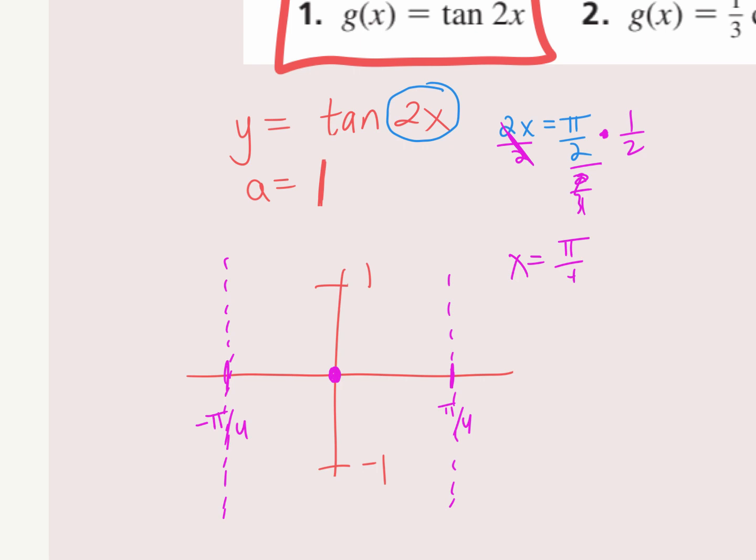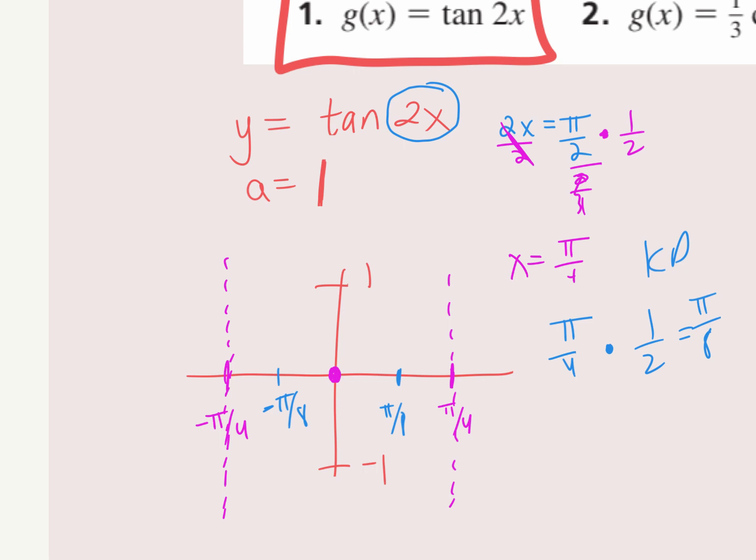Now, the other thing I have to find is the key points. How do we find the key points? You take your asymptote, which is pi over 4, and you multiply it by what? 1/2. And I get what? Pi over 8, my key point. So I have 1 here at pi over 8. So where's the other one? Negative pi over 8.